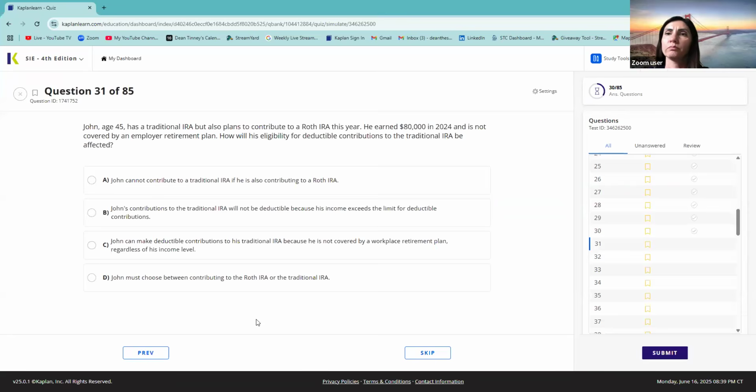John, age 45, has a traditional IRA. He also plans to contribute to a Roth. He earned $80,000 in 2024 and is not covered by an employer retirement plan. How will his eligibility for deductible contributions to the traditional IRA be affected?